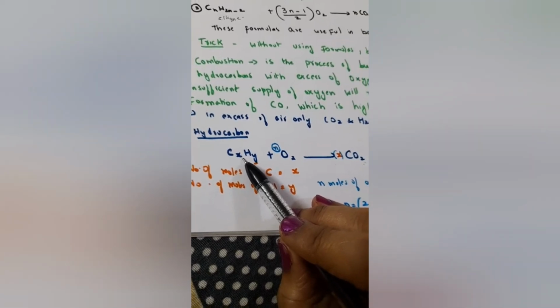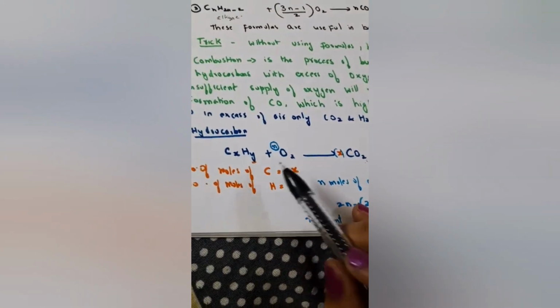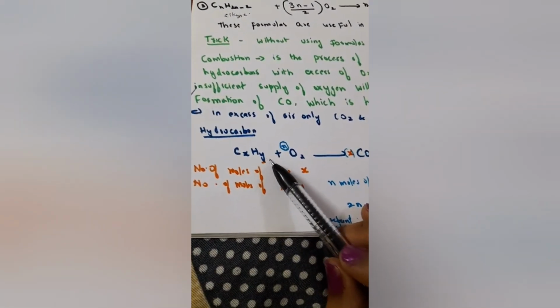Now, what will you do? You have to put x here also. Carbon here is x, and this is also x. Now, the number of moles of hydrogen is y here. Here, how many moles of hydrogen are there? 2 are there. So you have to balance it. How will you balance it?